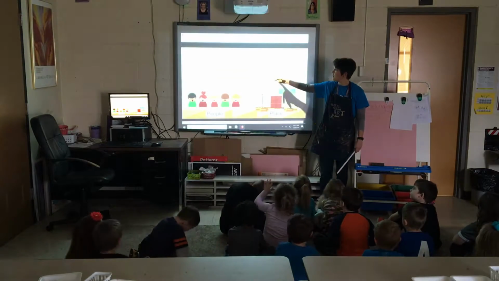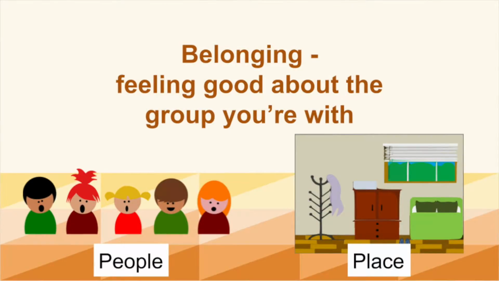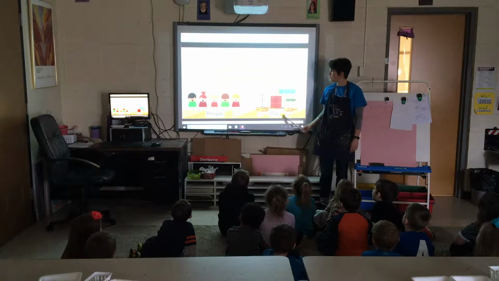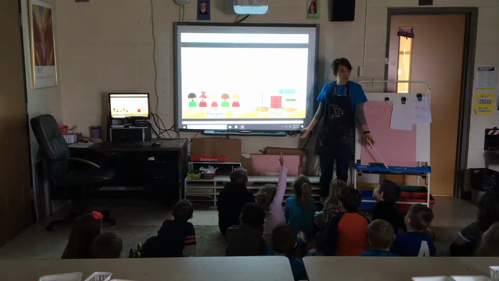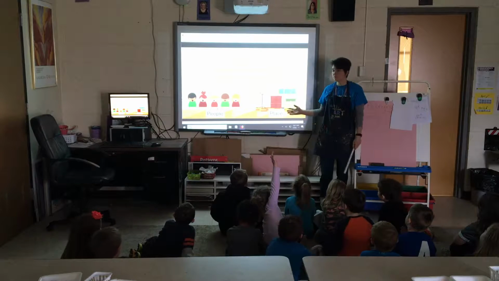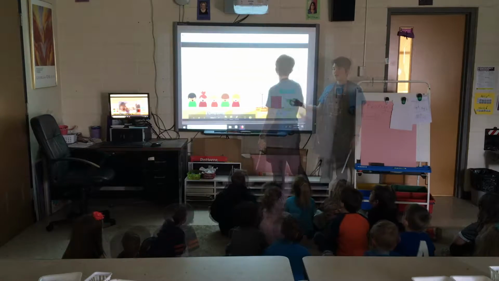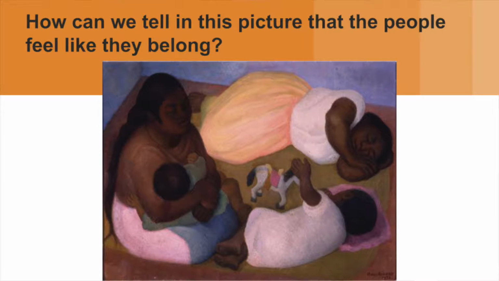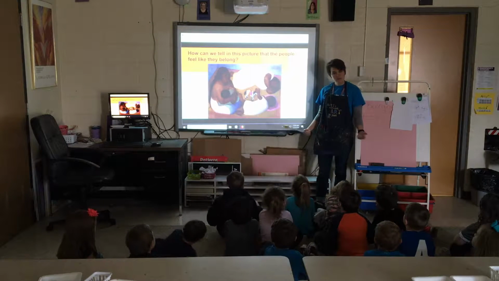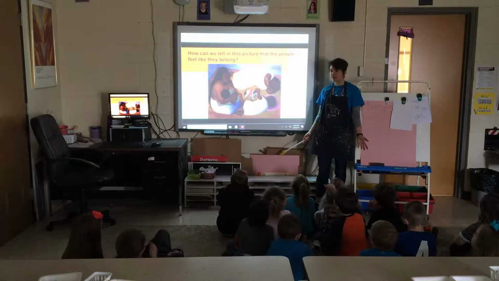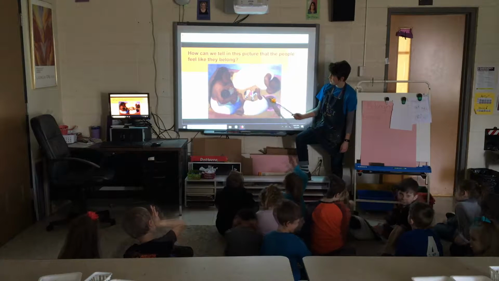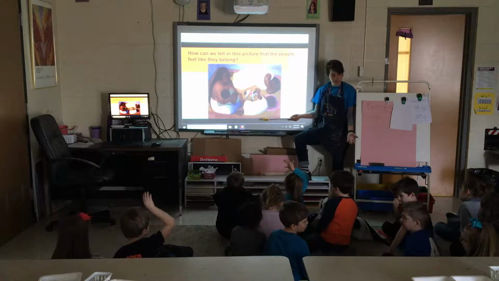So belonging means that you feel good about the group or the people that we're with. So that might be any sorts of friends you have or family. You can think about maybe you feel like you belong at school with your classmates or you belong at home with your families. Now, I showed you this picture because I wondered, how can you tell that it feels like these people belong? Maybe if we were thinking about them as being part of a family far away. Now, do these people look like they might feel okay about being by each other?